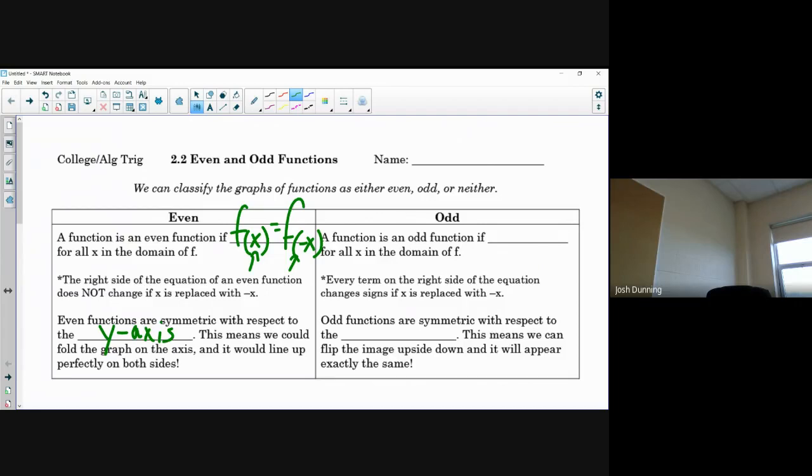A function is odd. This one's a little different. Now, let me rephrase this. So instead of being the same, if I put a negative in, you get the opposite out.